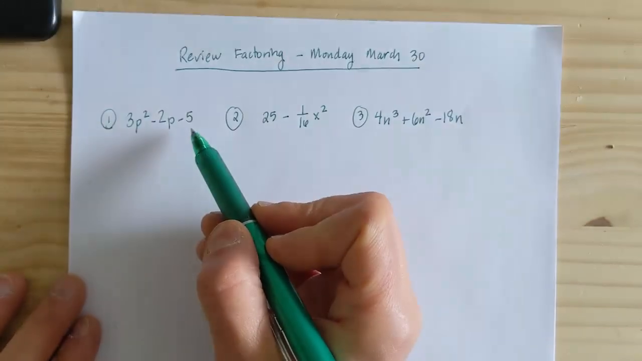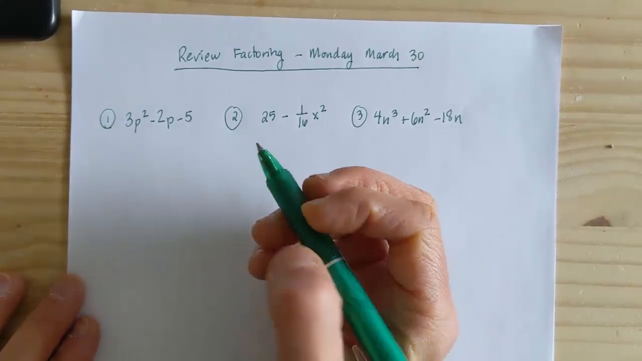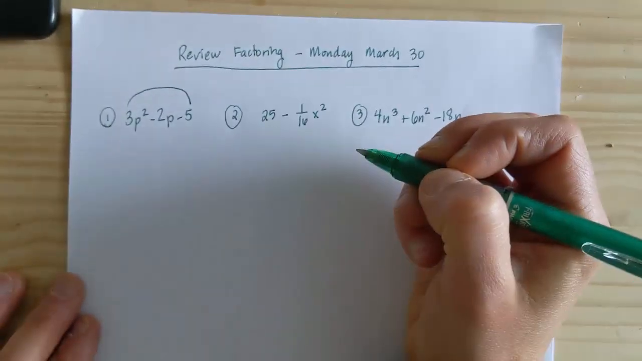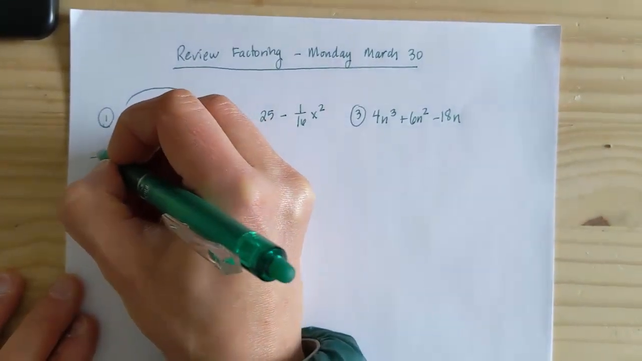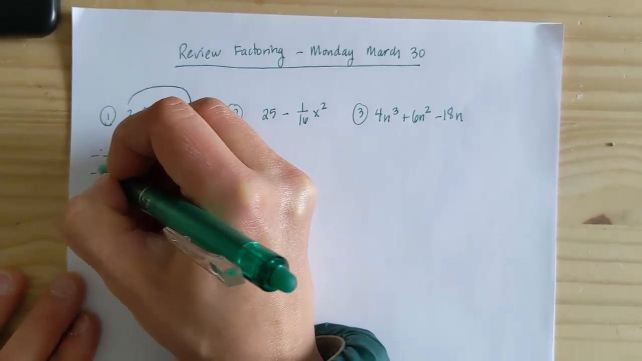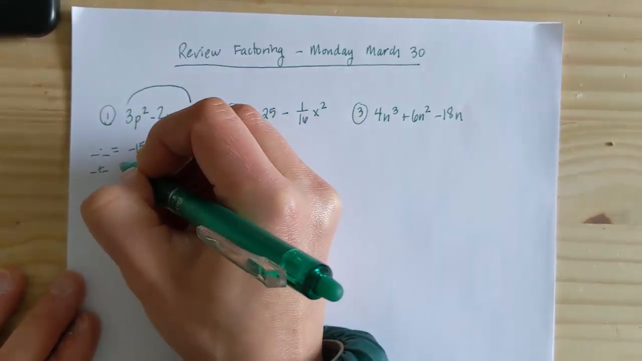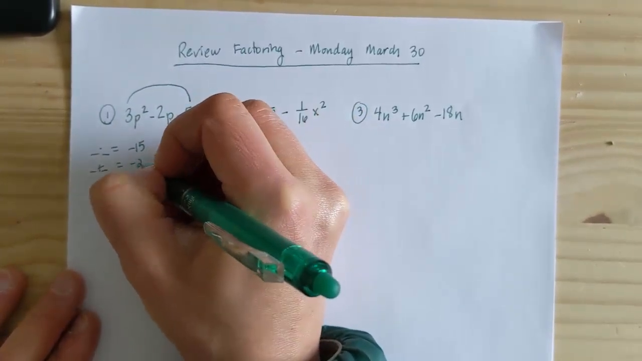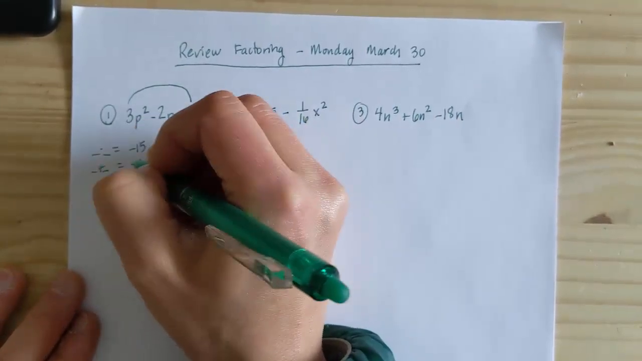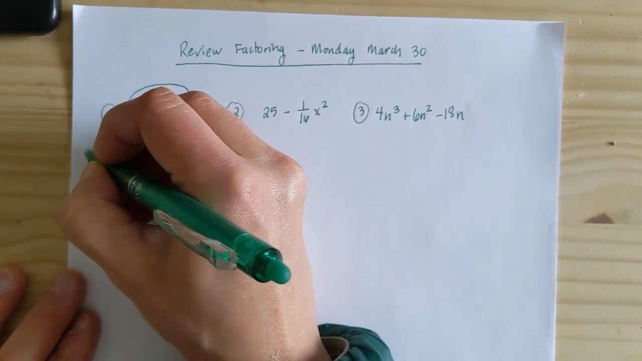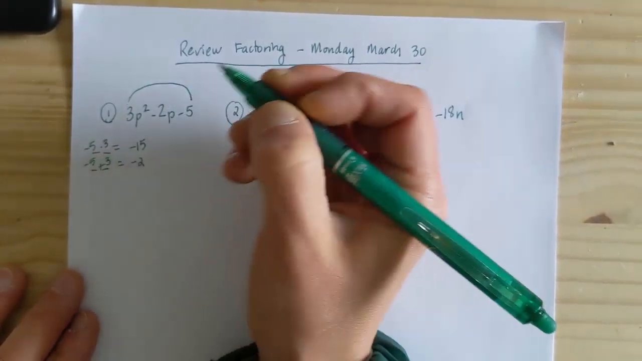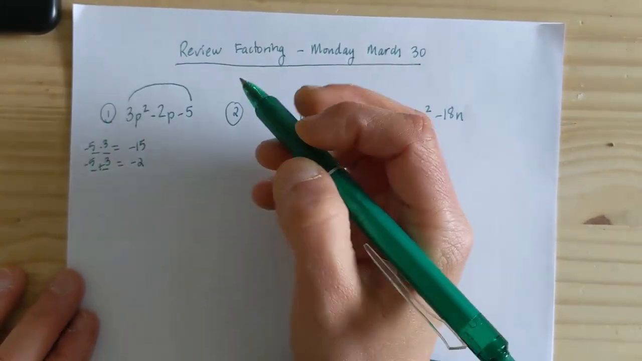Notice there's no GCF for us to factor out. So we're going to look at the product of 3 times 5, and we're going to look for two numbers that multiply to make negative 15, because 3 times negative 5, and add to make negative 2. So that's going to have to be a 5 and a 3, and to make the sum negative 2, it's going to have to be a negative 5 and a positive 3. So remember what we do with that.